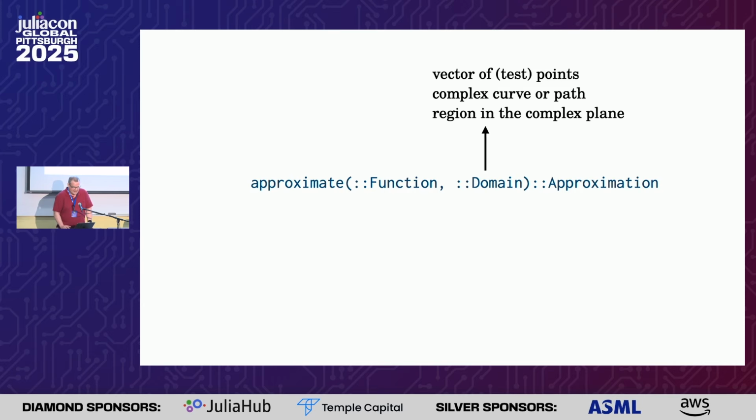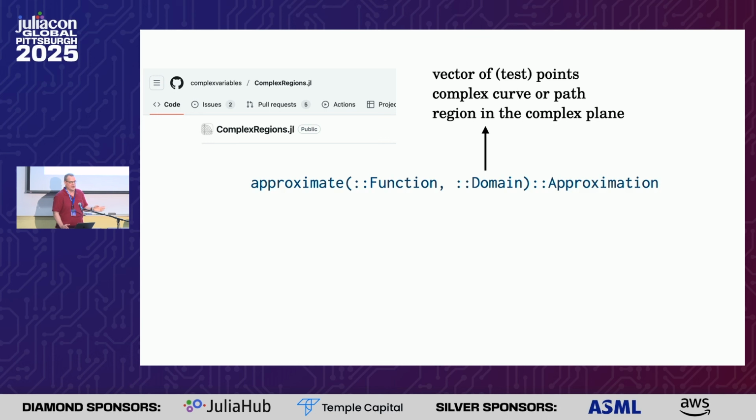The data, actually, I didn't put it here. The data can be offered as a function. It can also be a discrete set of values if you have a discrete domain. But think of it as a function. I want to then specify the domain as a vector of test points. That would be the discrete case. Or if I wanted to work in the continuum mode, you specify a complex curve or path or a region. That's done using a package called complex regions that I wrote a few years ago.